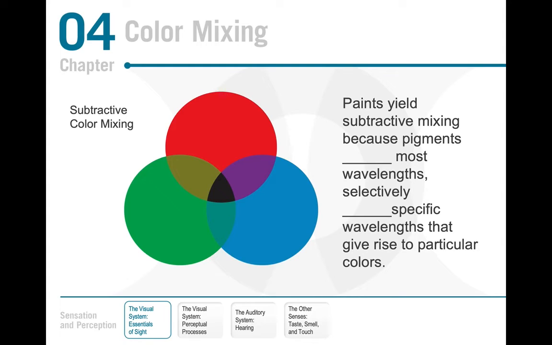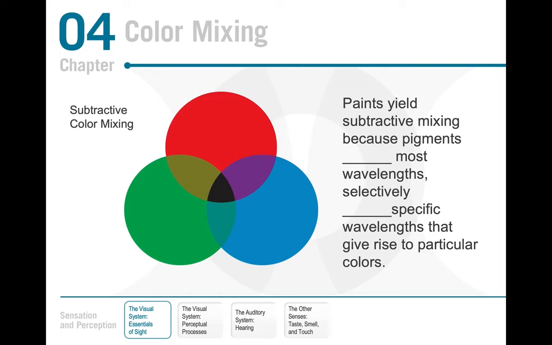Subtractive color mixing, on the other hand, works by removing wavelengths of light, leaving less light than was originally presented. So for example, if you were to mix red and blue and green pigments, like paint, you'll find that you get black. Paints yield subtractive mixing because the pigments absorb most wavelengths and then selectively reflect back specific wavelengths that give rise to particular colors.